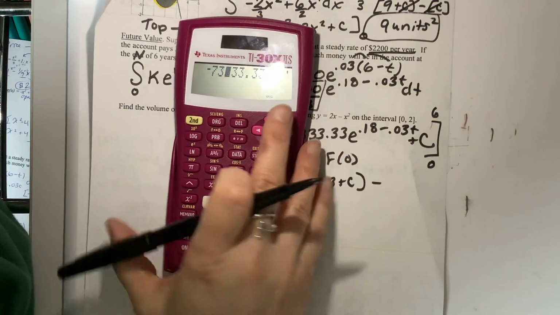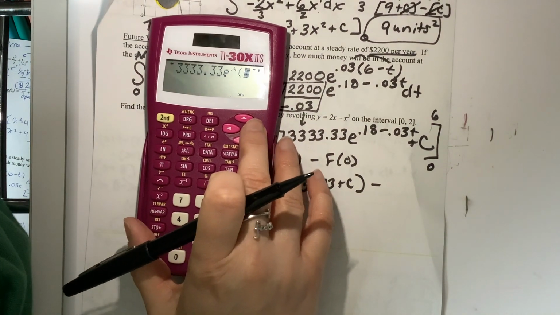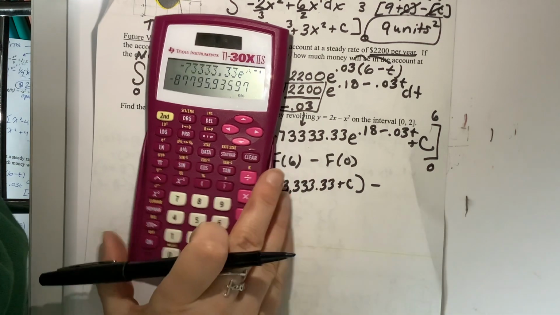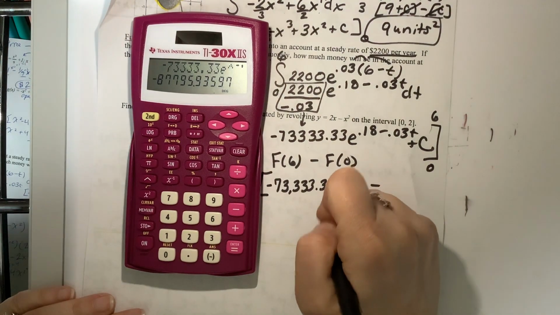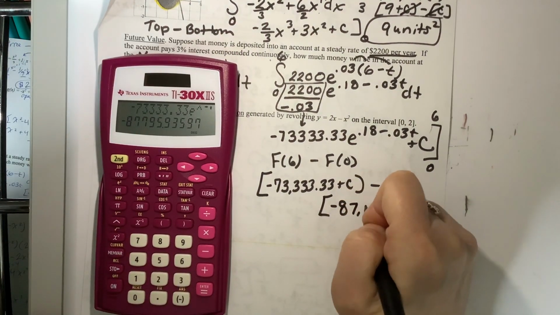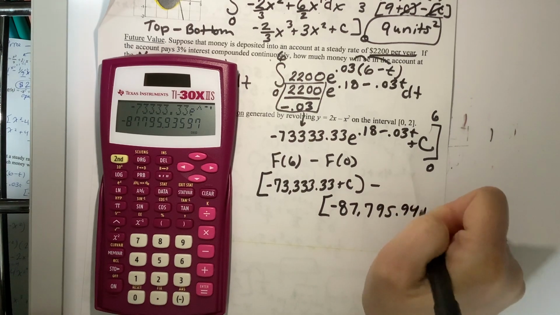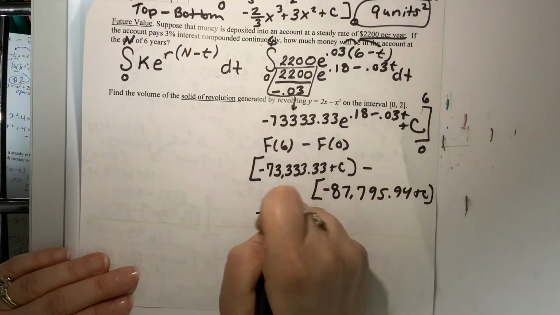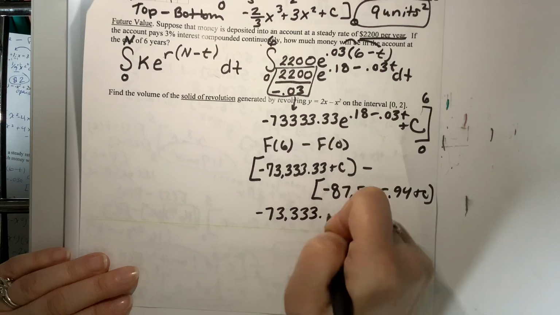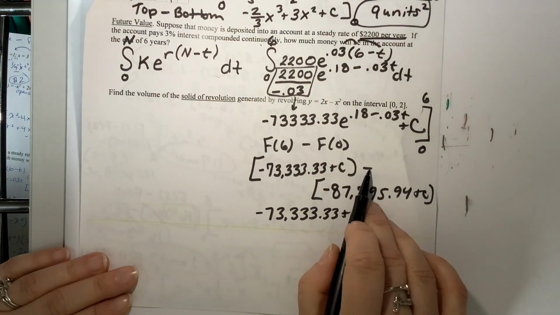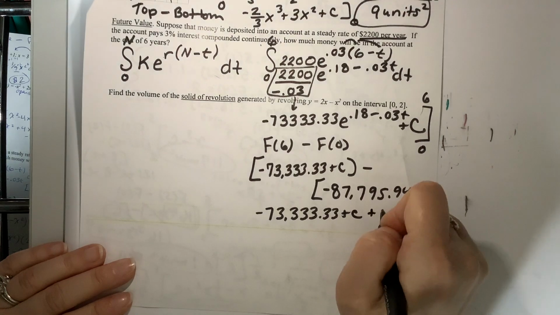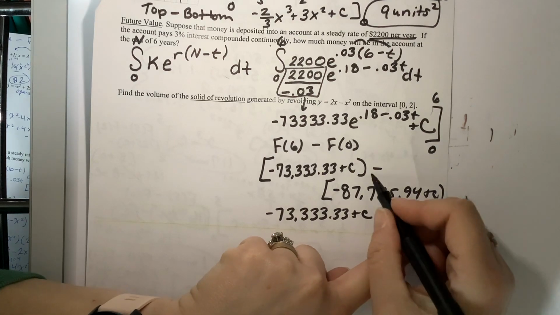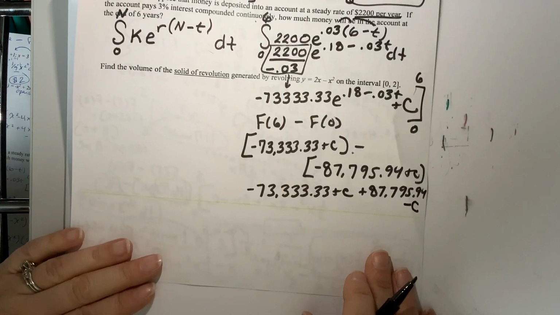I can hit the up arrow, find where I have the 6, and change it to a 0. And this will go in the second bracket. Negative $87,795.94 plus C. When I distribute the negative, negative $73,333.33 plus C, minus a negative, this becomes positive $87,795.94. Distribute that negative into the C, so it's minus C.